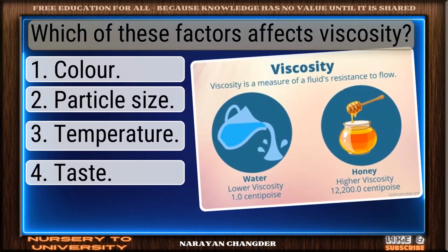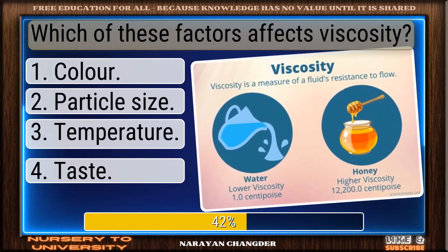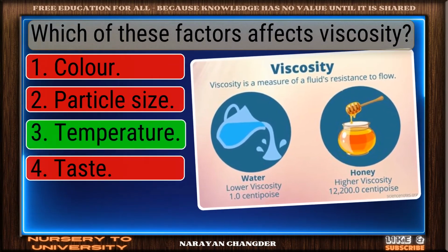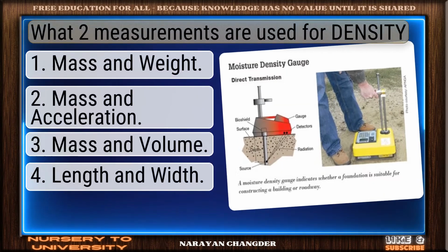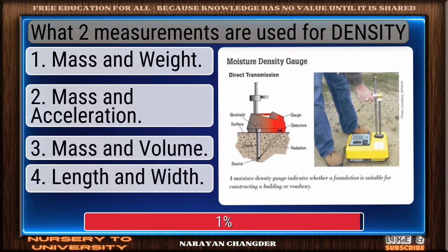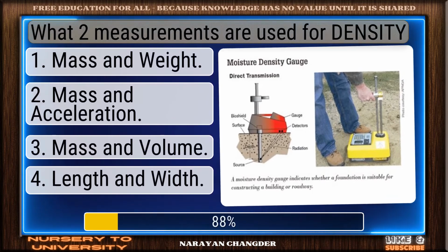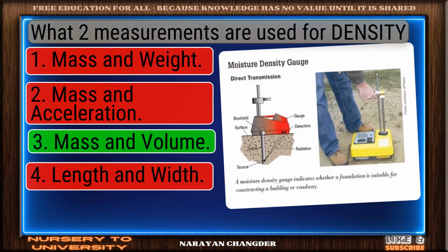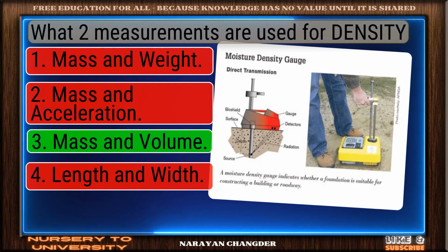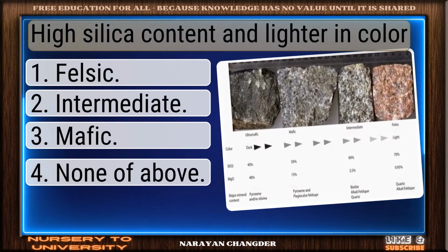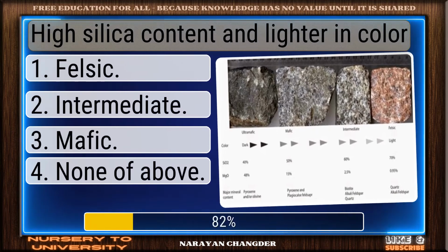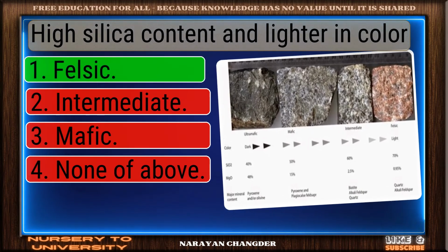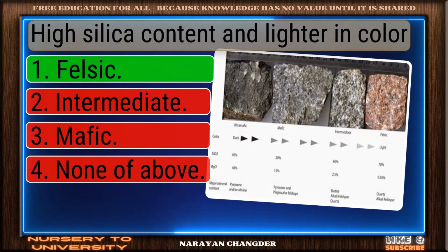Which of these factors affects viscosity? Exactly. Temperature makes sense and it is right choice. What two measurements are used for density? Nice work. You chose mass and volume, and it is correct. High silica content and lighter in color. Well done. Felsic is the right choice.